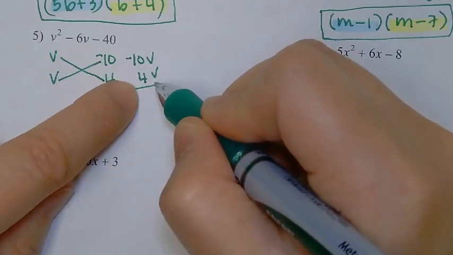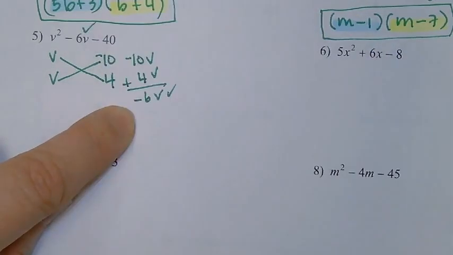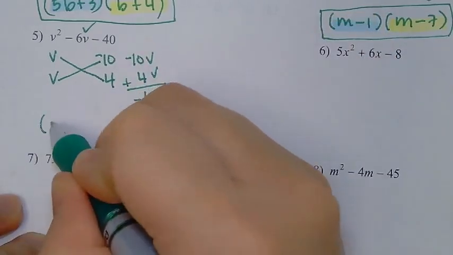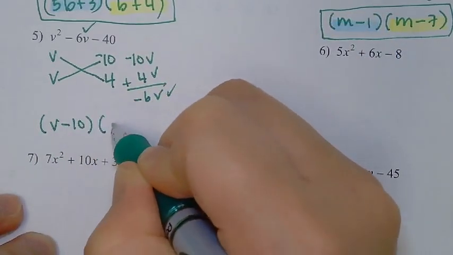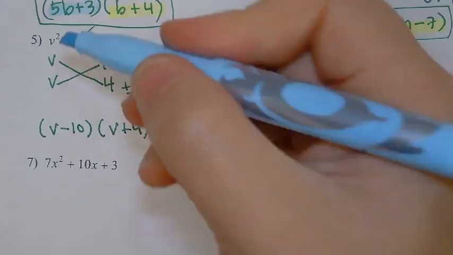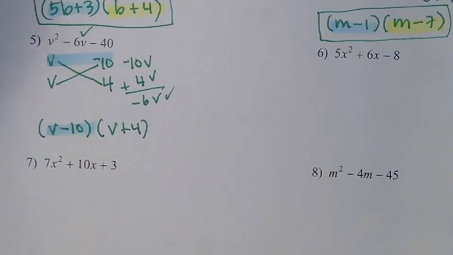Negative 10v plus 4v is going to be negative 6v, which is right there. I know that negative 10 times 4 is negative 40, so we're good. So it's going to be v minus 10 times v plus 4. That's going to be our answer. Trying to keep these very consistent.